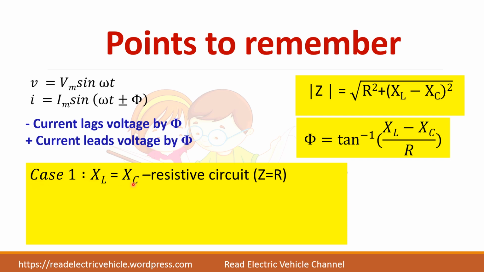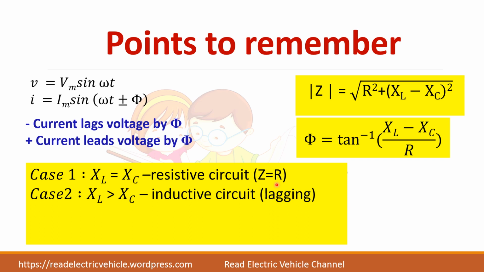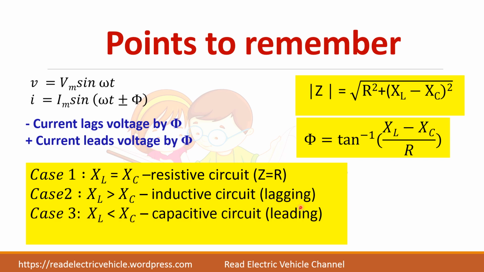So if XL is equal to XC, if both are equal, this becomes 0. So Z is equal to R. So it becomes a resistive circuit. If XL is greater, it will be an inductive circuit and the power factor will be lagging or the current will be lagging. In case XL is small, it will become a capacitive circuit and you will get a leading power factor.